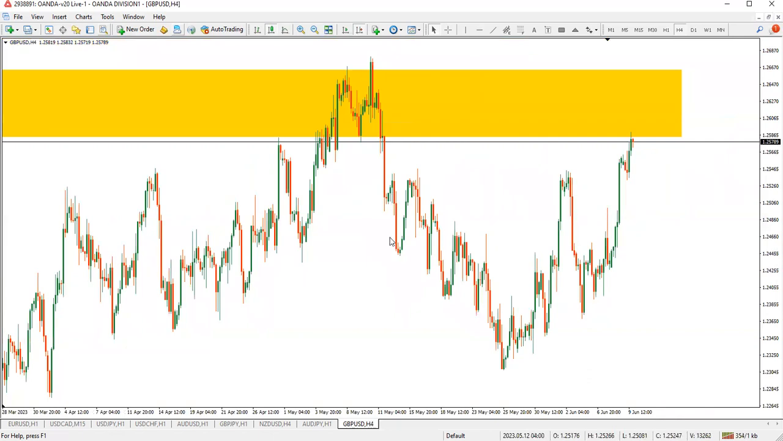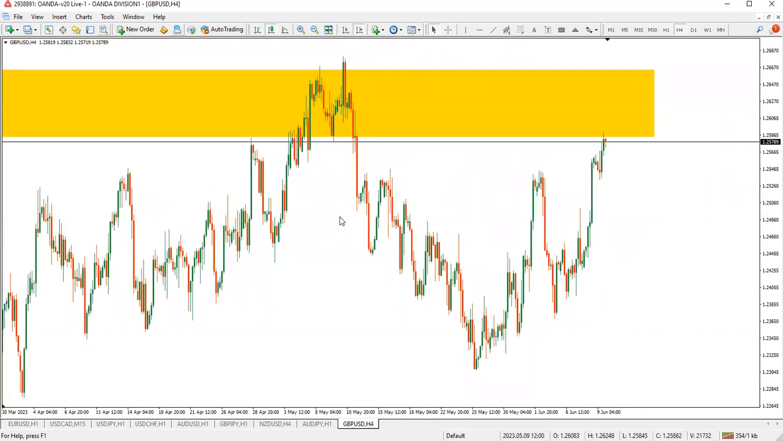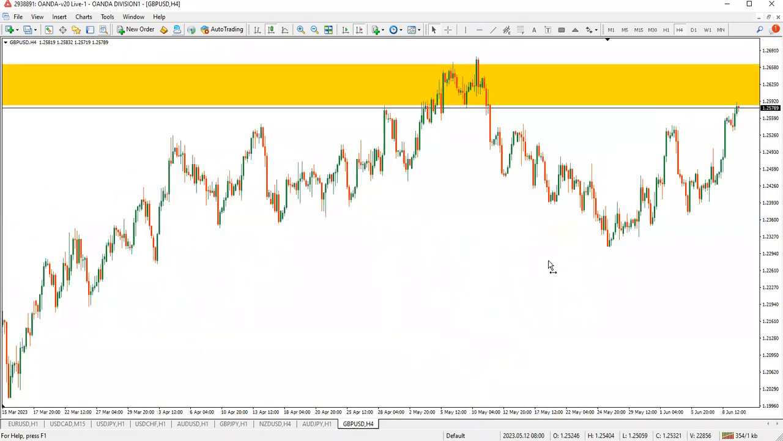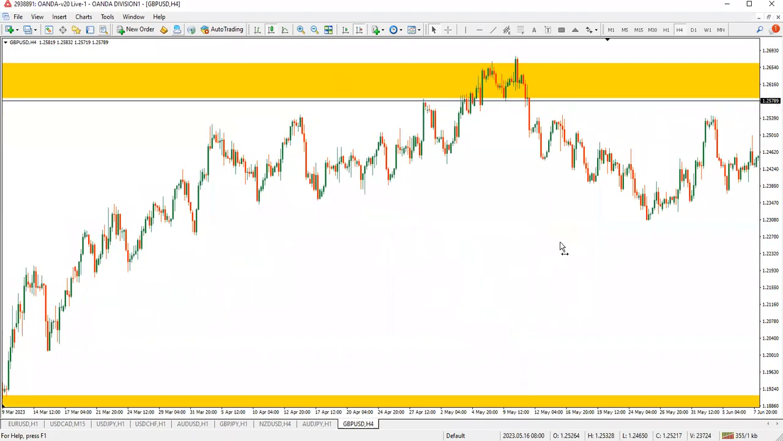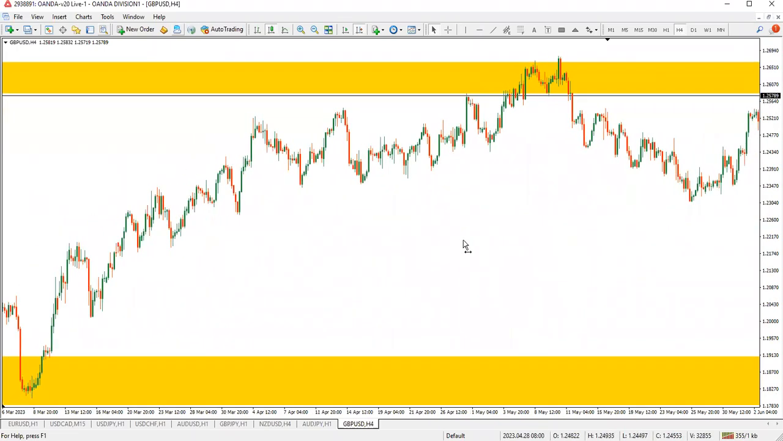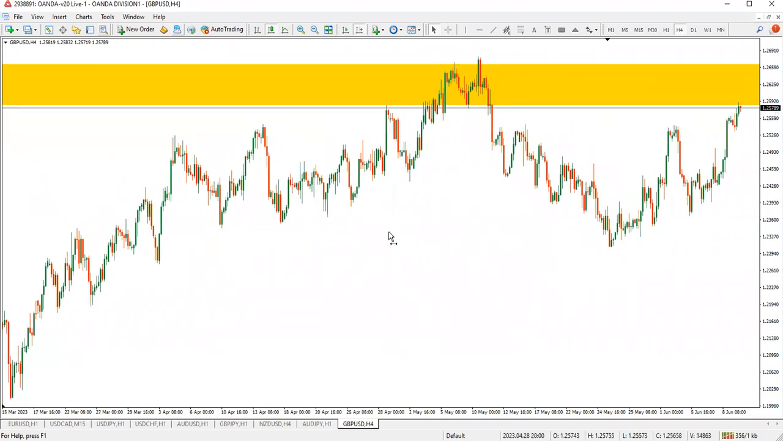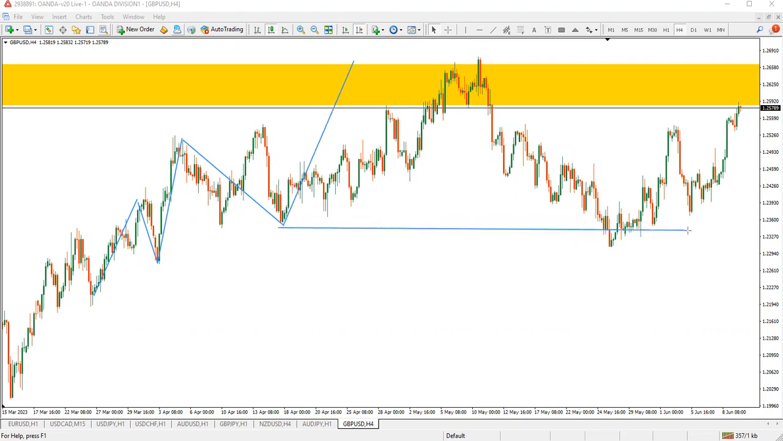On the H4, this is what we have. And what you would notice in this case is price is giving us a bullish trend on the H4. On this bullish trend, price has been making these kind of moves for some time. We have something like this on the H4. And you would notice what's happened at this very low.